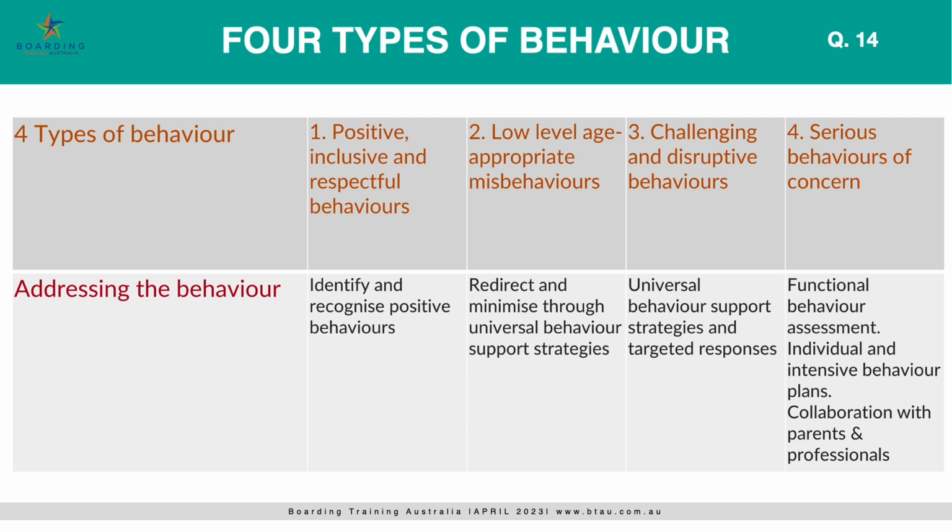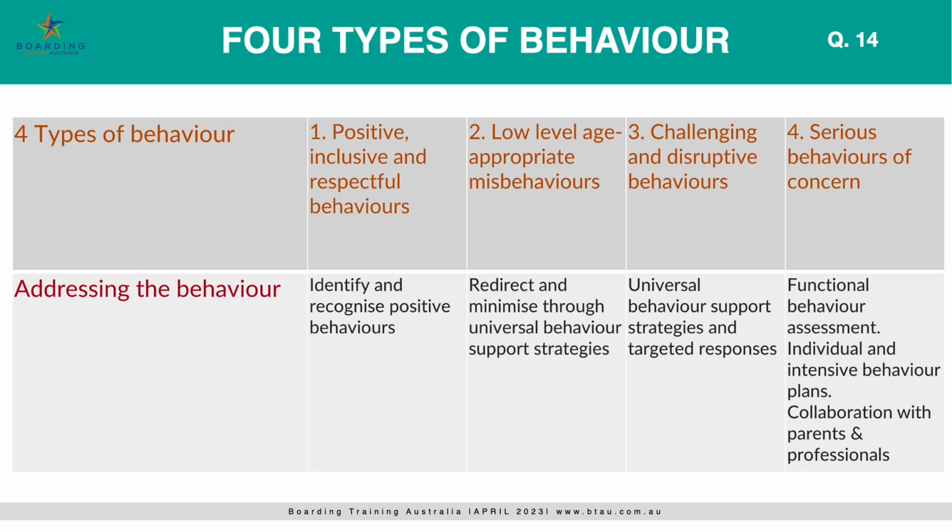We address this by identifying it, recognizing it, and encouraging that sort of behaviour. Then low level, age appropriate misbehaviours. This might be students just being noisy or rowdy or loud. They're not really misbehaving as such. It's just the sort of behaviour you would expect from that age level of students. So what do we do about it? We redirect and we minimise through universal behaviour support strategies, and we'll talk about those in a minute.